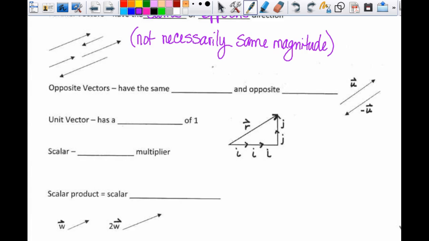Or if they are opposite vectors, then it's kind of like a combination of the congruent and parallel together, and they would have the same, what? These are opposite vectors. What do they have that's the same? Magnitude and opposite direction. What's another word for direction? Amplitude. Okay. Just keep reminding me.